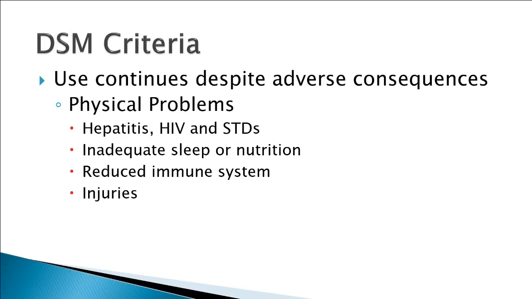Continued use despite physical problems. Hepatitis, HIV, and STDs. We talk about that a lot when we're talking about chemical addictions. But when we're talking about some of the other addictions, it may not be all that much of a stretch. Sex addiction, hepatitis, HIV, and STDs, definitely a risk. When we talk about gambling, eating disorders, shopping addiction, any of those other behaviors, we may see inadequate sleep and or nutrition, which will have negative consequences on the person. Reduced immune system being one of them. And injuries, either due to falls or due to the consequences of the environments that they're putting themselves in.